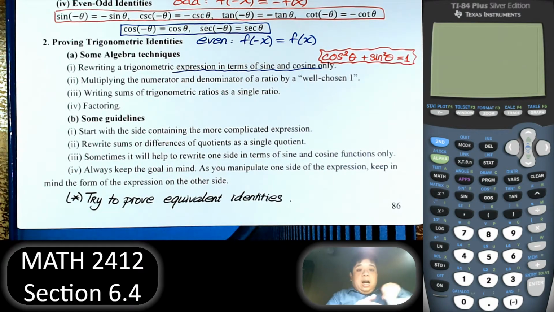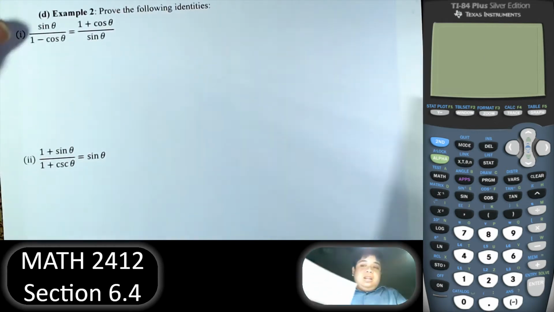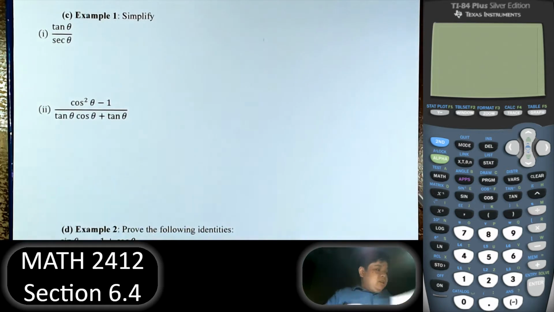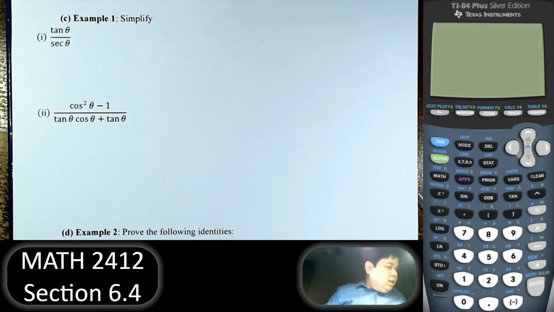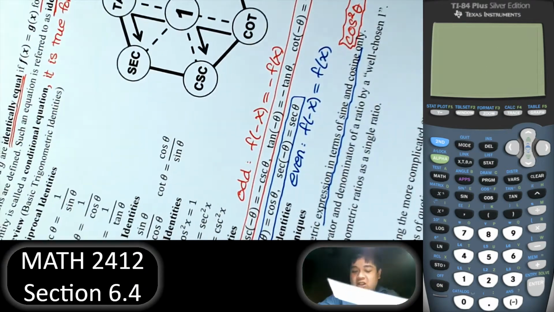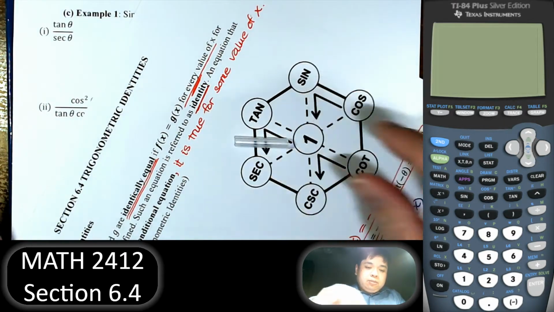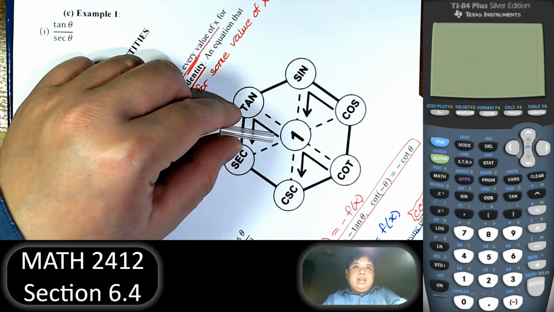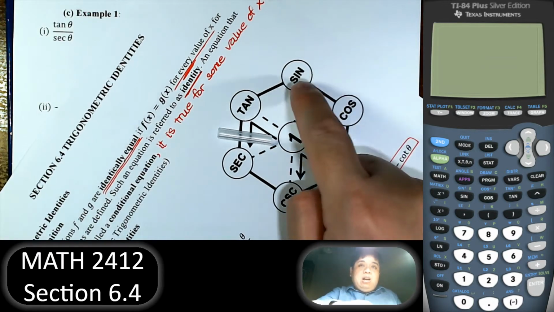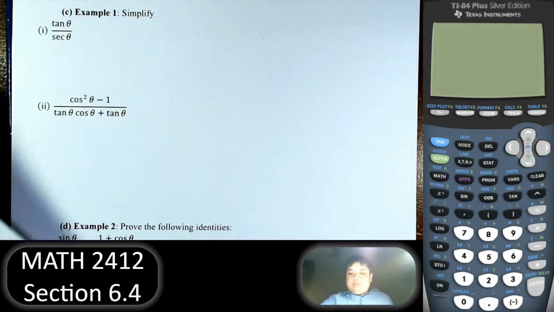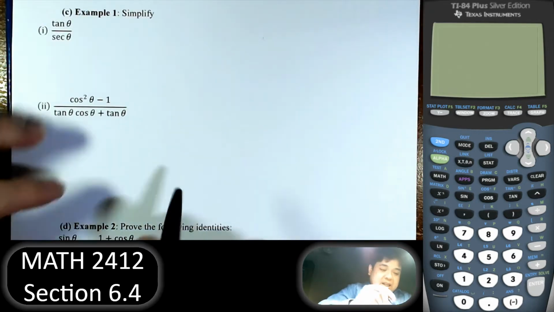Now, before we actually prove any identities, I just want to go over simplifying something like this. Tangent over secant. By the way, is that an identity already? So let's look at the hexagon again. If we put tangent over secant, then we have sine on the top. So therefore, tangent over secant is equal to sine. But is that equal to sine?